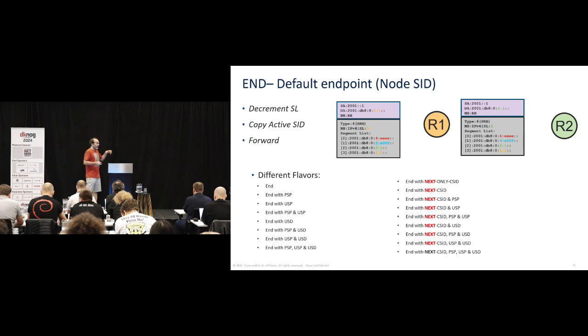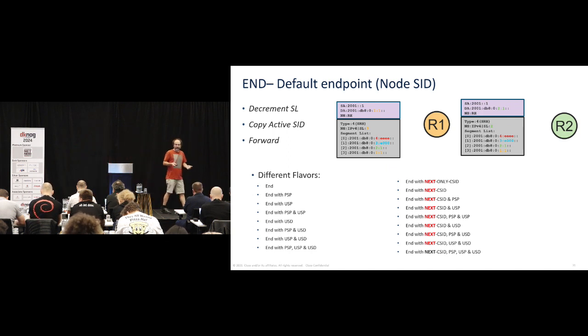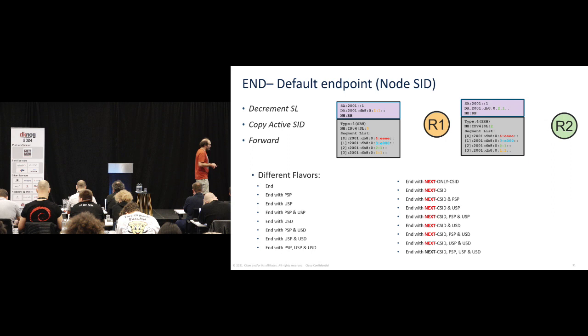There are different flavors, and usually they start with End. End means end of the segment. And this is exactly what we've described, right? It's just the shortest path to the node. End of the segment means decrement Segments Left, copy the new active segment to the destination address, and forward accordingly. There are many different behaviors, and there is a bunch of behaviors with the keyword next.